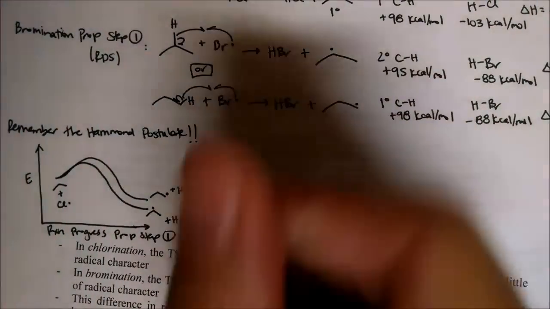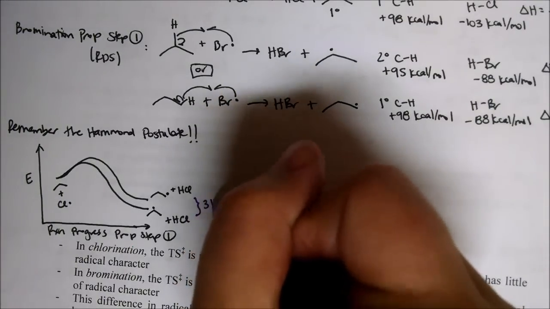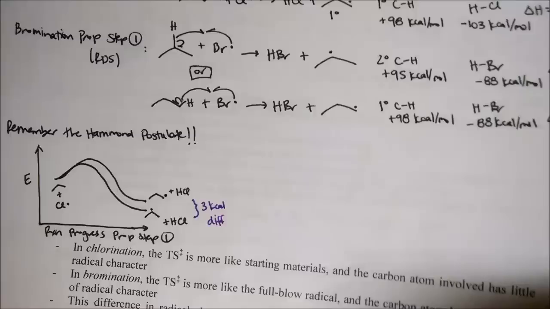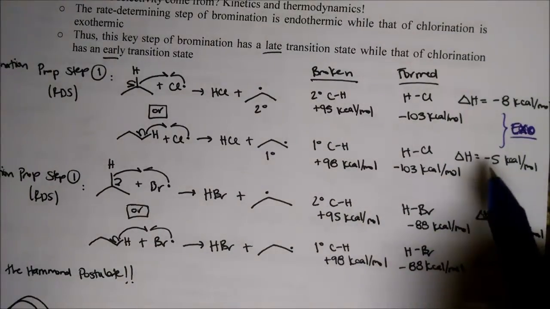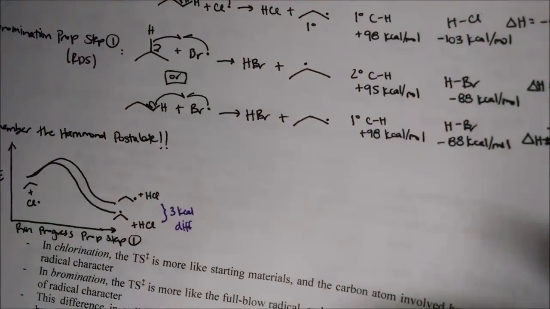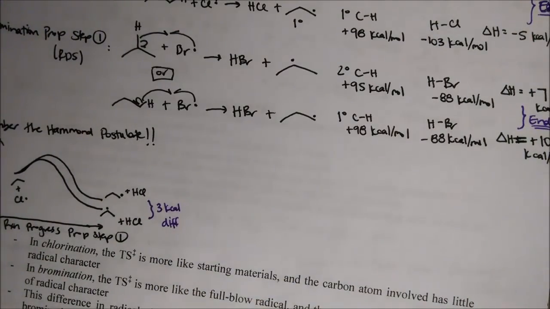And remember, these guys were different by only 3 kcal. That 3 kcal difference can be seen up here, the difference between here and here. Just 3 kcal. And again, it was the secondary radical that's a little bit more stable.